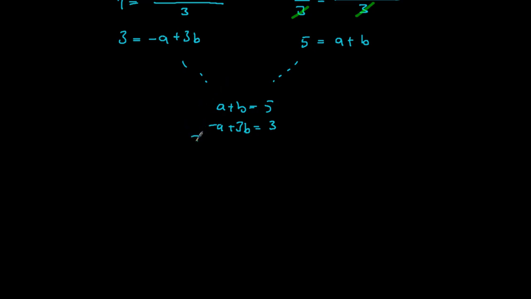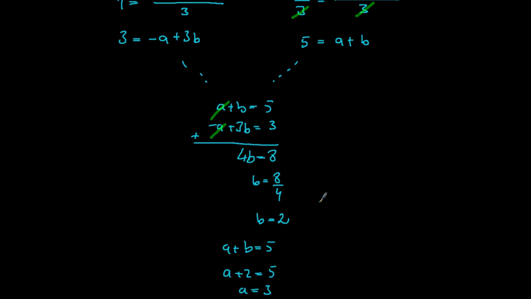If you add them side by side, we can eliminate the a, and this is going to be 4b is equal to 8, and b is equal to 8 over 4, so b is equal to 2. So this is the value of b, and since a plus b is equal to 5, and b is equal to 2, a plus 2 is equal to 5, and a is going to be equal to 3.